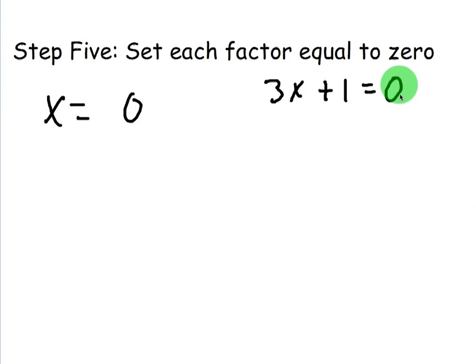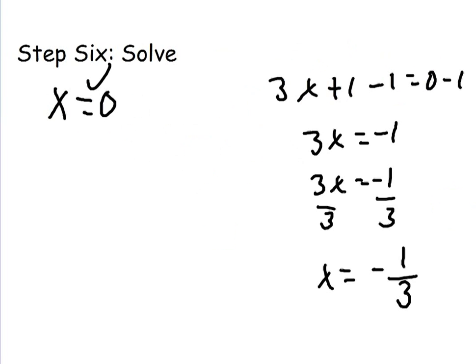Second term, 3x plus 1 equals 0. This one's pretty straightforward. You're going to subtract 1 and divide by 3. You get x equals negative 1/3. So those are your two answers.